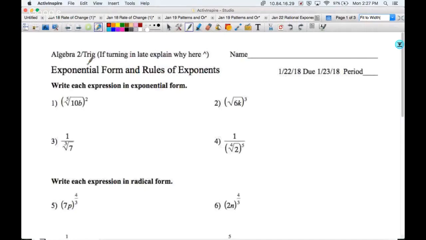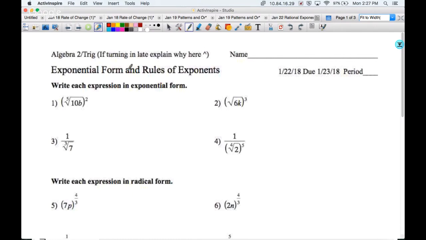All right, this is going to be the exponential form and rules of exponents homework help video. I'm going to go a little bit more in depth on this one because of the delayed start today. We also had a lot of absences, so I'll try to get a little bit more in depth, reteach some of these concepts so that we are where we need to be, especially for Monday's test.